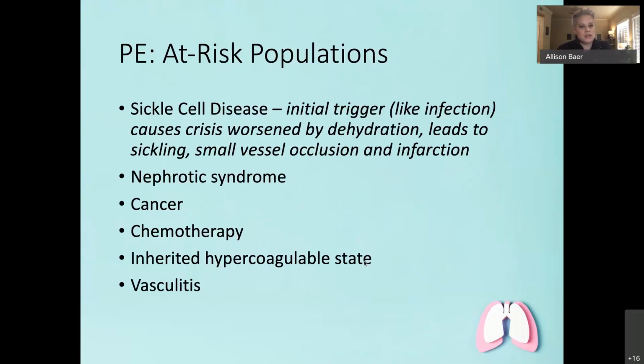So at-risk populations, like I said, sickle cell disease, because once they start that sickling process, it can cause occlusions in all of their small vessels, including their chest, their lungs. So that gets worse from dehydration and just leads to a cycle where they get more and more sickling. If they have nephrotic syndrome, cancers, chemotherapy, anything that makes them hypercoagulable, and vasculitis are all risks.